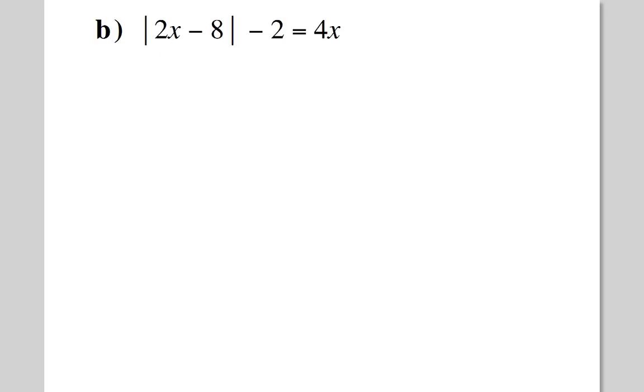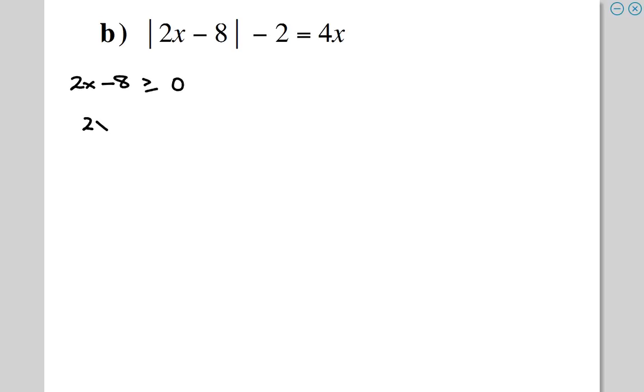Okay. Before I start this, flip back to what I just wrote. Where did I begin? Original. What about the original? Greater or equal to 0. Move the 8 over. Divide by 2, you get x greater or equal to 4.